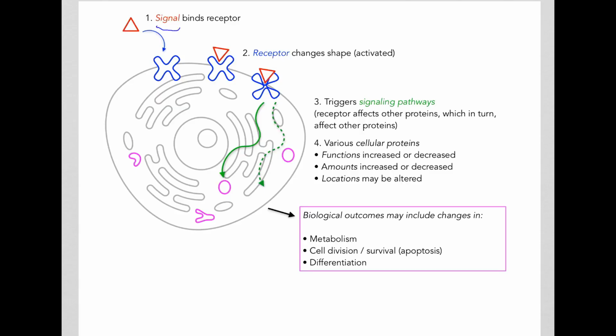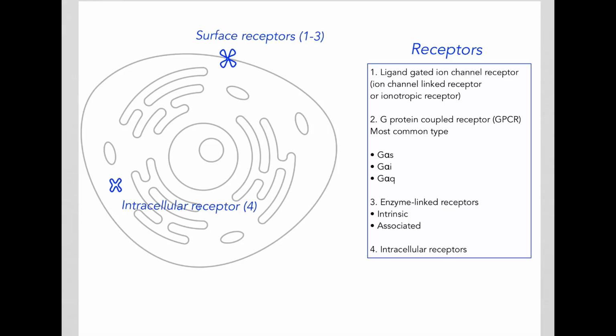Although there are many signals found in the human body, the number of receptors are limited. So far we see only a few families of receptors. So in the next few videos we shall talk about some of the more important families of receptors that we see in our cell, and that includes the ligand-gated ion channel receptor, which is also called the ion channel link receptor, as well as the inotropic receptor.